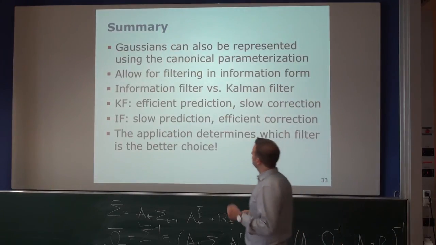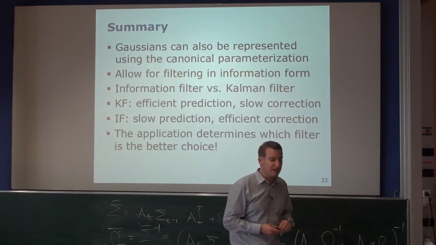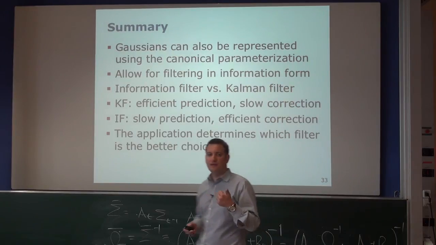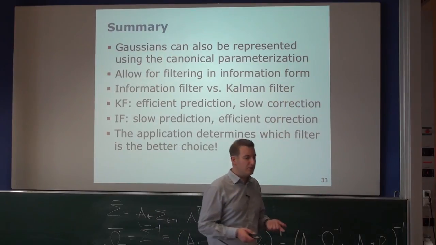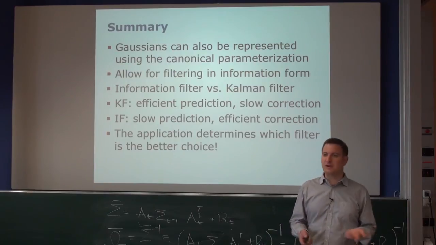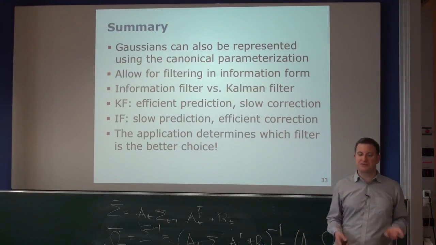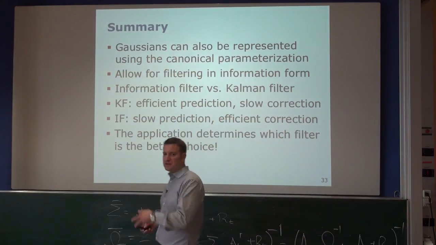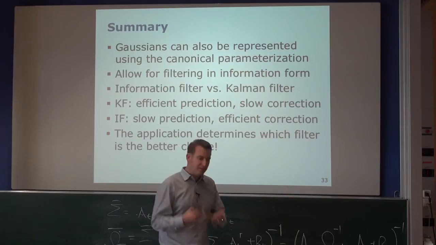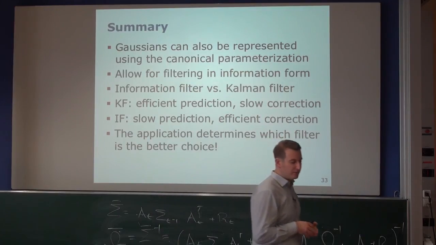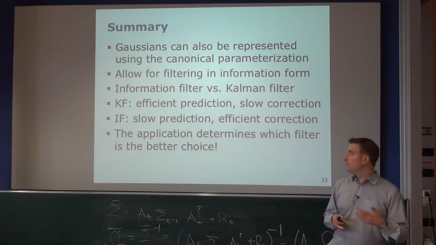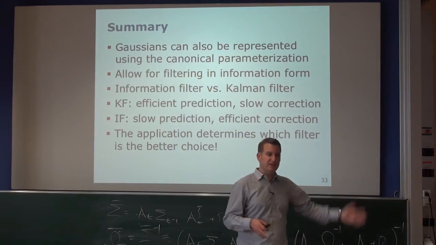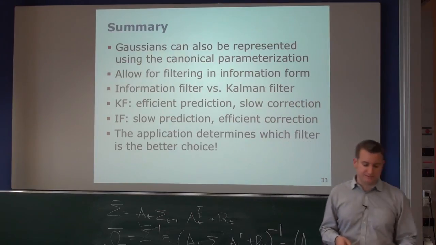Okay, so to summarize, what you have seen in this second lecture here is that Gaussians can not only be represented in the moment form, they can also use the canonical representation or the information form to represent the same distribution. And we can use this then to do information filtering. We can derive from the Kalman filter the information filter, and from the extended Kalman filter the extended information filter.